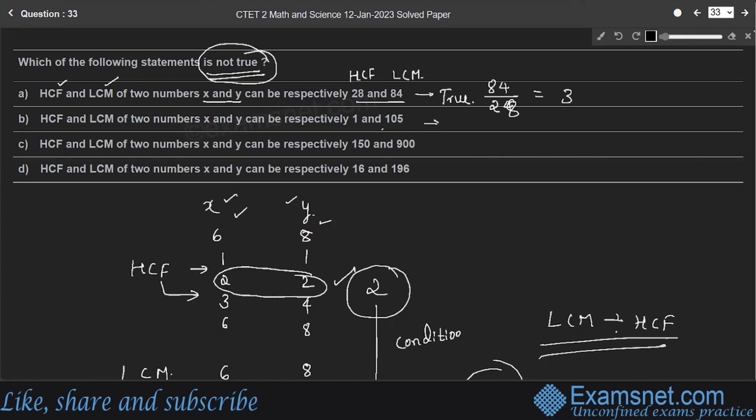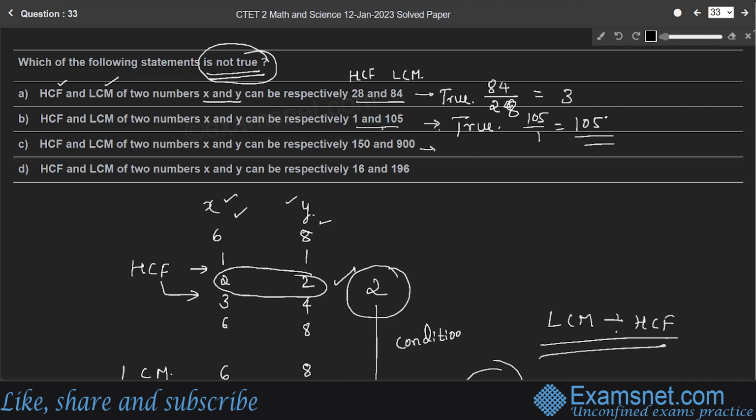So consider the second one. The HCF and LCM of two numbers x and y can be respectively 1 and 105. So here the LCM, 105, divided by the HCF, 1, gives a whole number, 105, right? Therefore, it is a true statement. The LCM is divisible by the HCF.